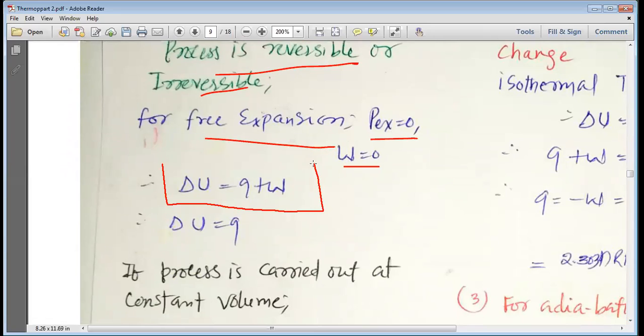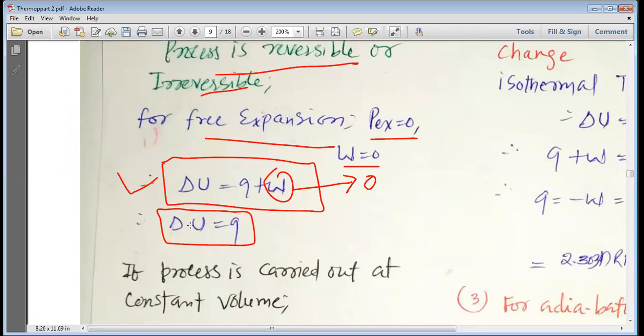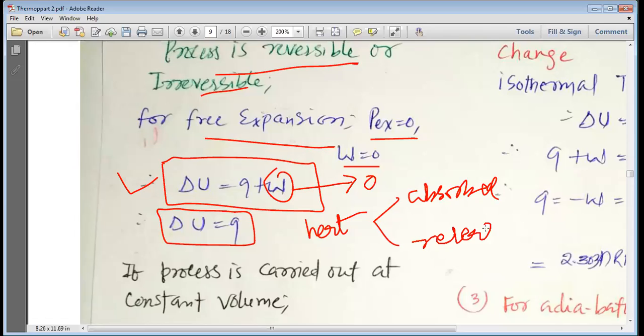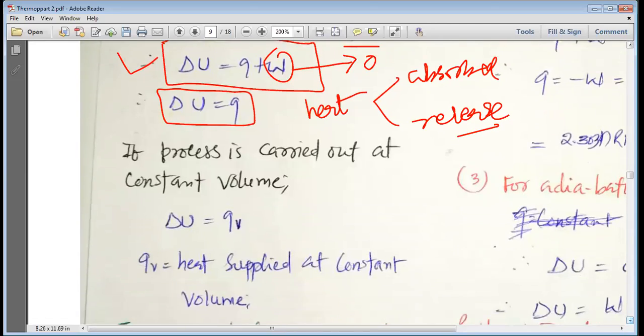But we know that according to the first law of thermodynamics, change in internal energy is equal to Q plus W. Here the value of W is 0, and that is why in free expansion of the gas, the change in internal energy is equal to heat either absorbed or released. So my dear students, in vacuum, the change in internal energy is equal to the heat either absorbed or released. Please remember this.